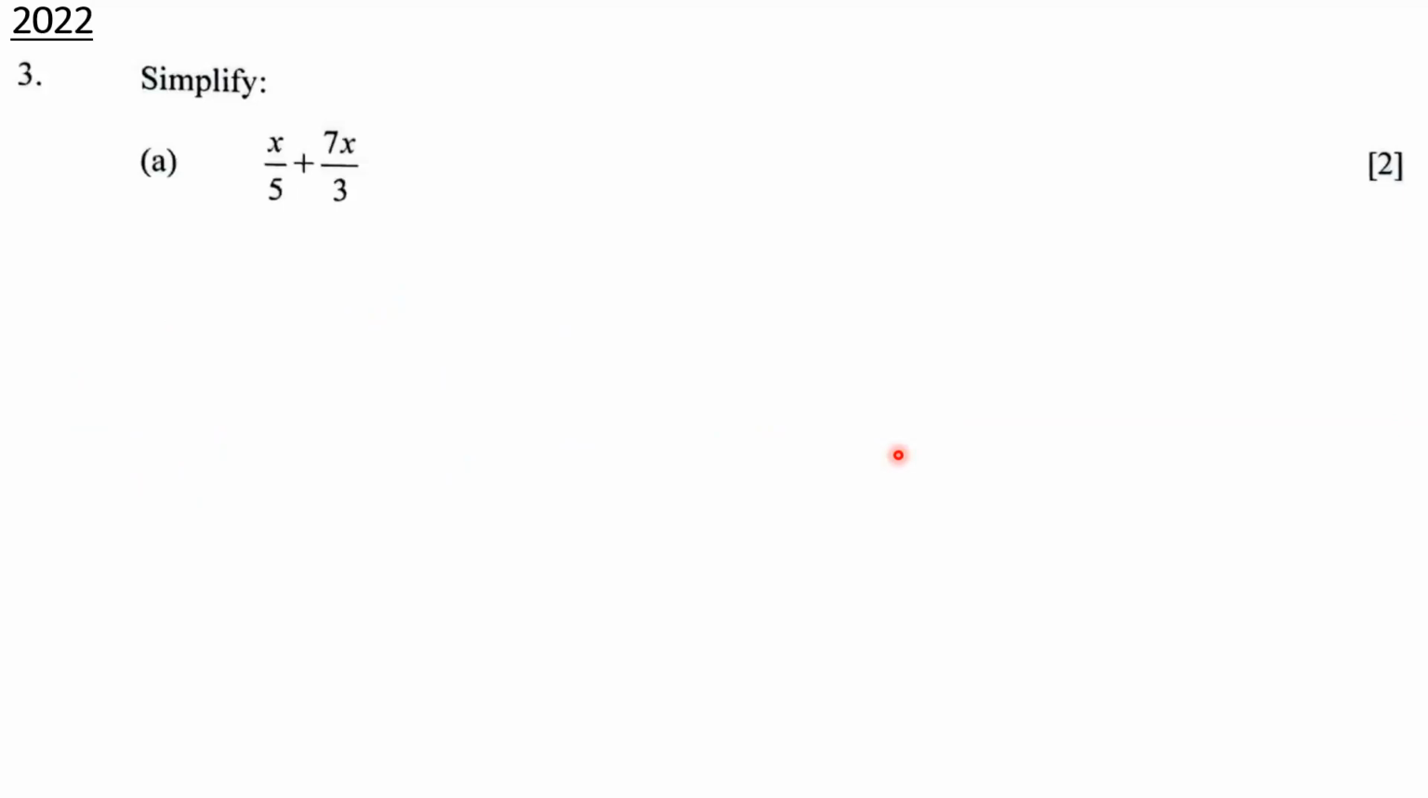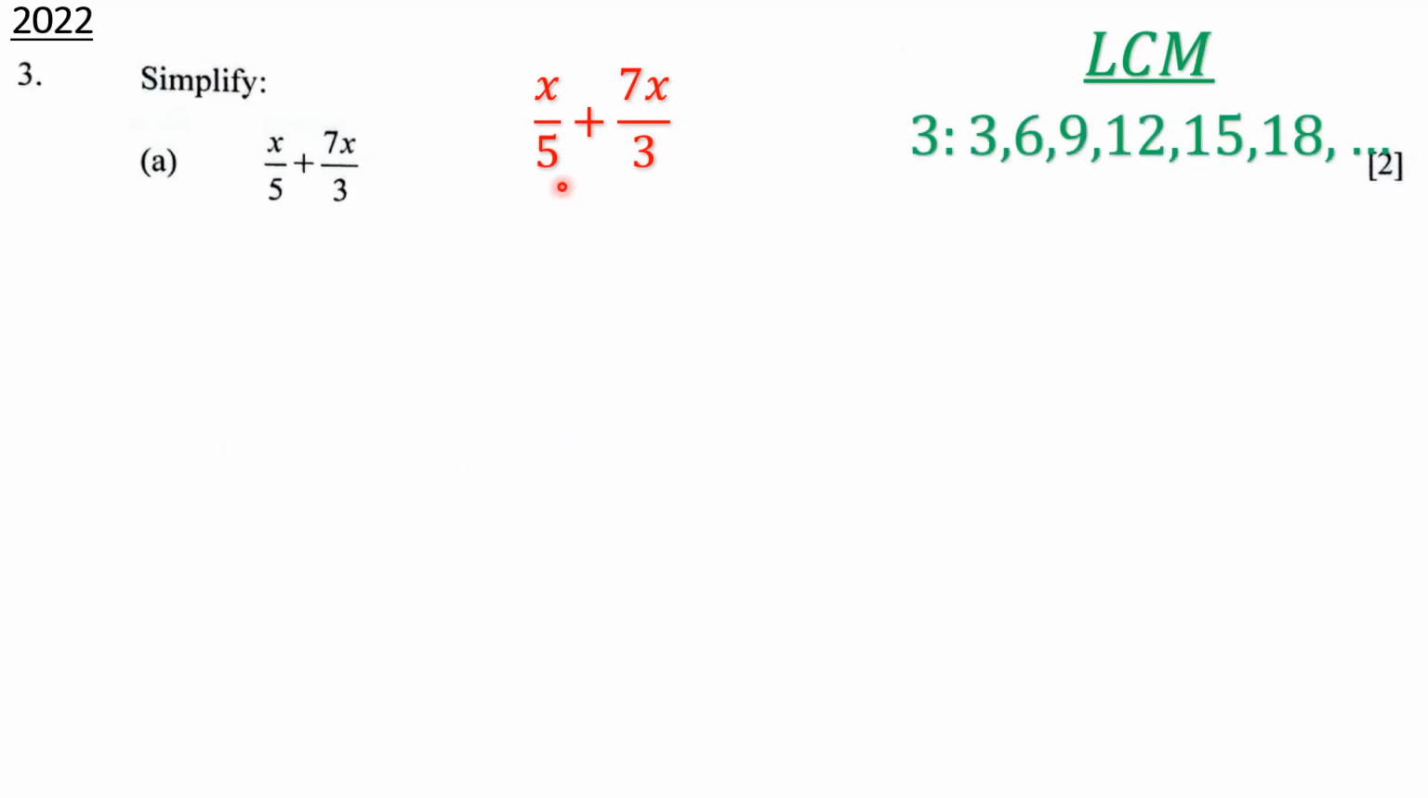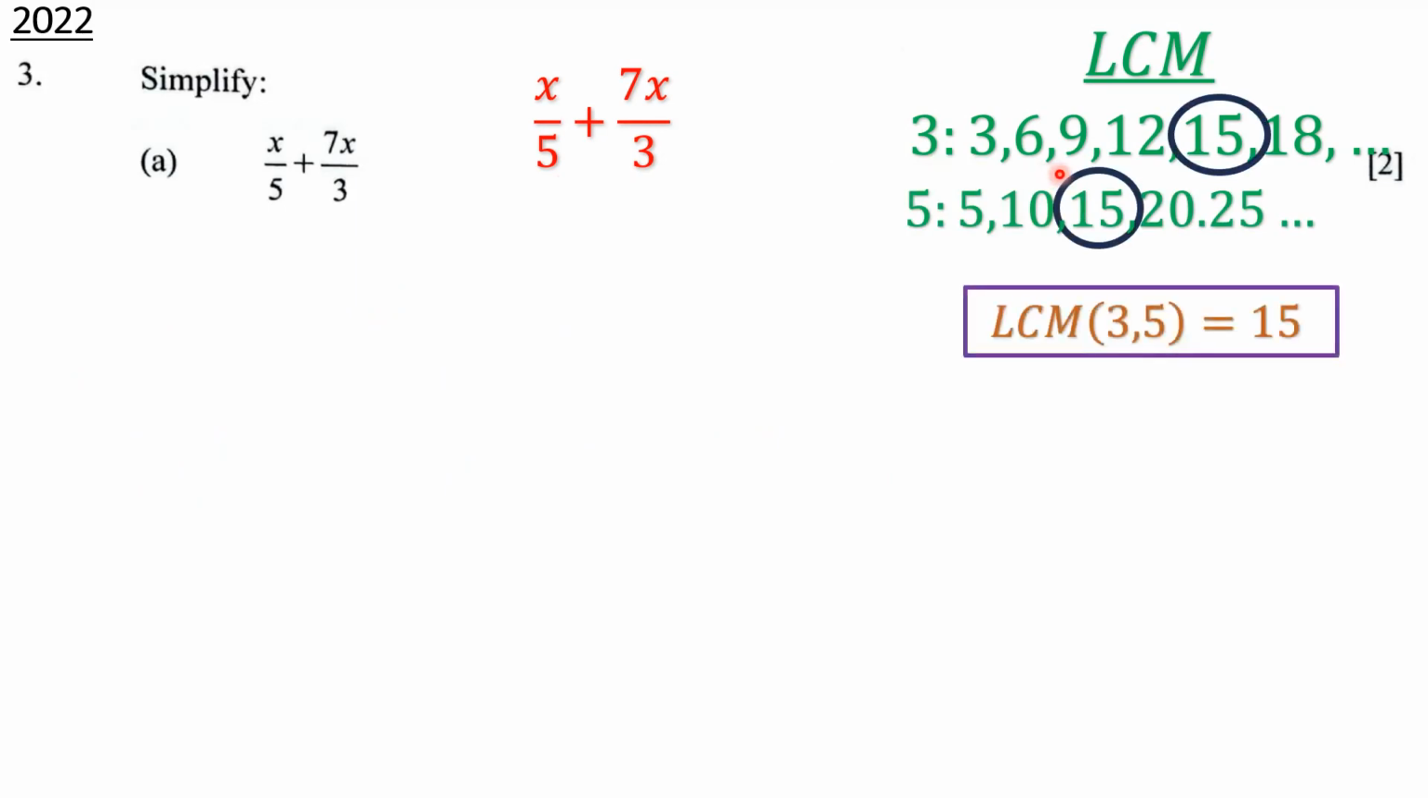Okay, next we have x over 5 plus 7x over 3. What we're going to do is find the lowest common multiple of 5 and 3. So we list the multiples of 3 and we list the multiples of 5, and we circle the lowest common multiple. Indeed, 15 is the lowest common multiple of 3 and 5. So we ask, what number when we multiply it by 5 gives us 15, and what number when we multiply it by 3 gives us 15. Indeed, 5 times 3 is 15. So we multiply 3 by the top and bottom of this fraction.